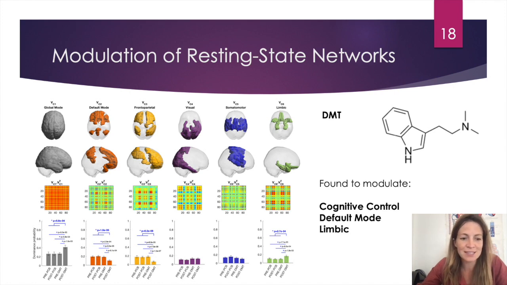And we find there is an increase of the global signal, let's say, and a significant decrease, not just of the frontoparietal like we had seen with psilocybin, but also of the default mode network. So these two networks that are associated with higher order cognitive functions seem to be strongly suppressed with DMT compared to the other conditions.